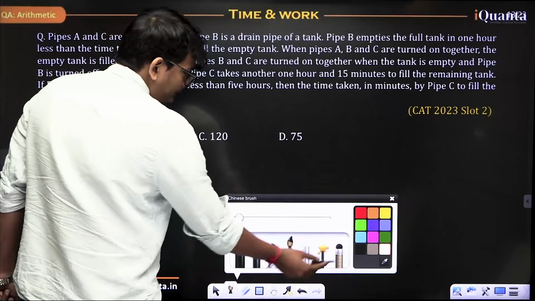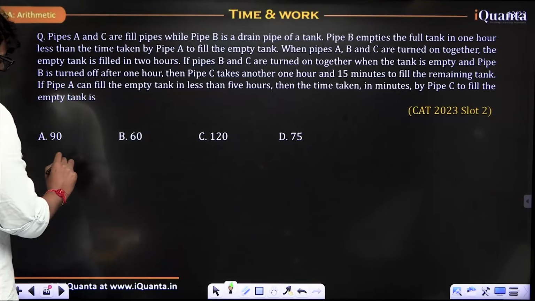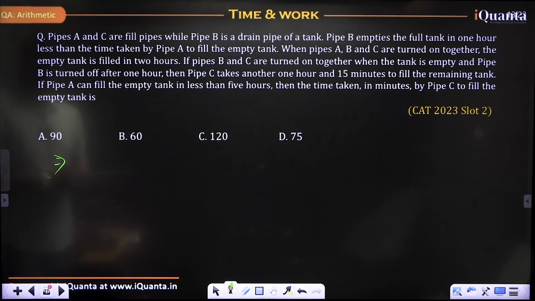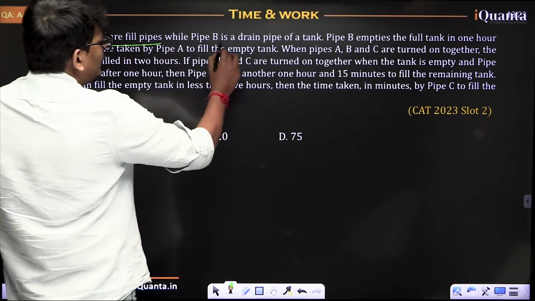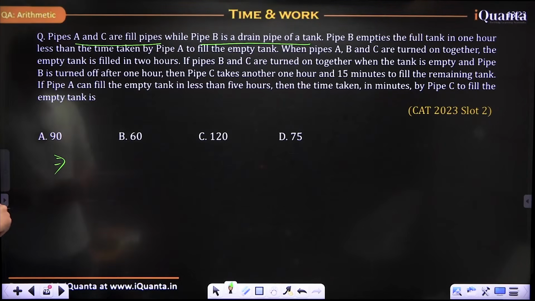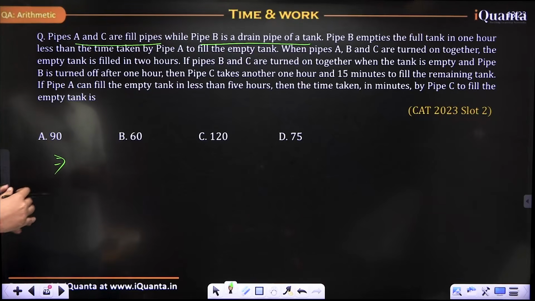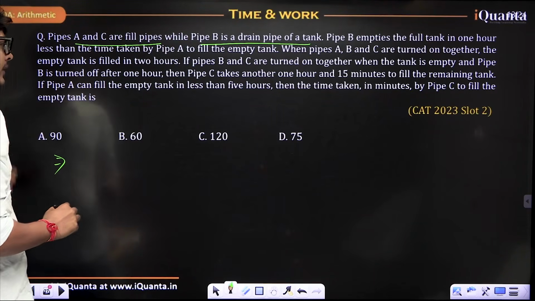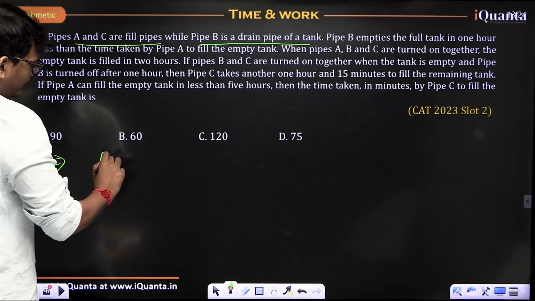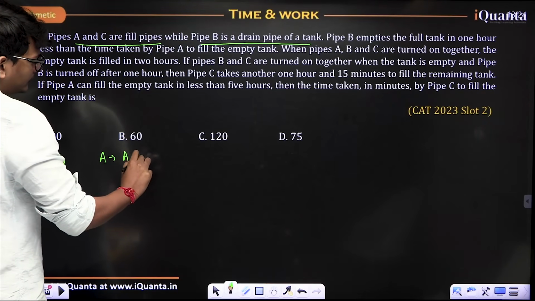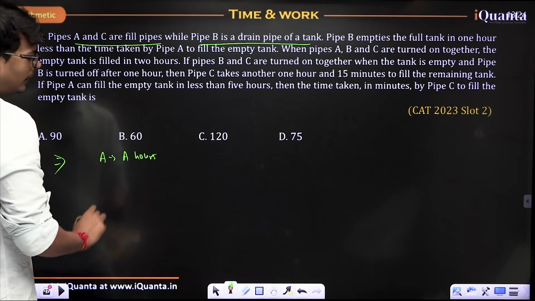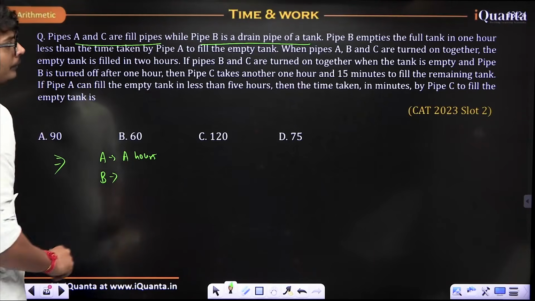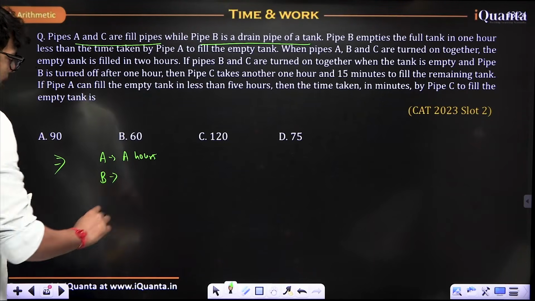Next, guys. Pipes A and C are filling pipes. Pipe B is a drain pipe. Pipe B empties the full tank in 1 hour less than the time taken by pipe A to fill the tank. So if I say A is taking A hours, B will be taking A minus 1 hours.